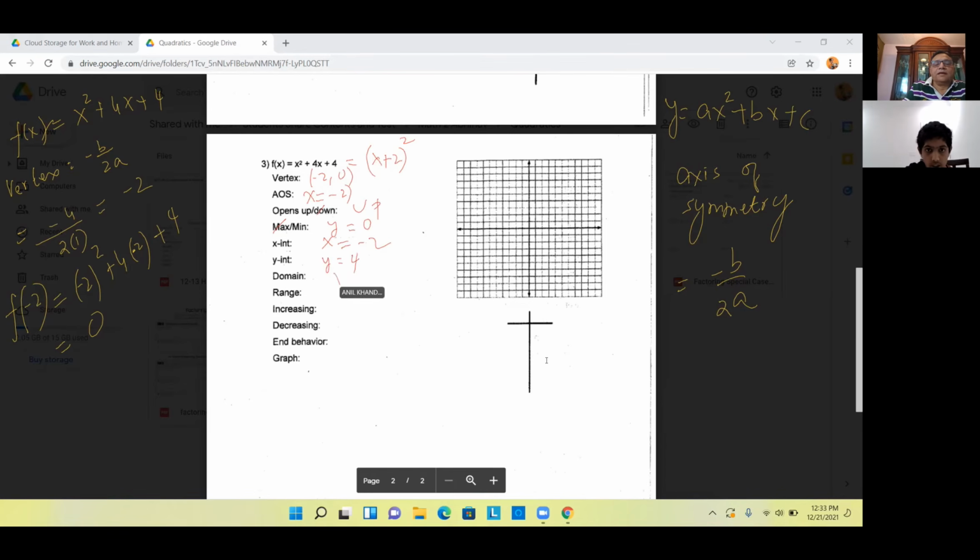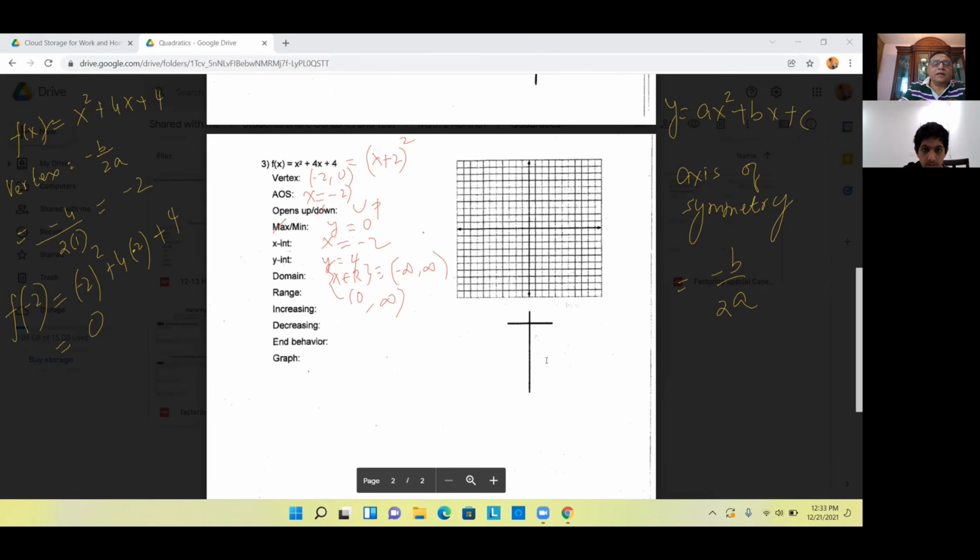Domain. Always x belongs to real numbers, or from minus infinity to plus infinity. What is the range? The y value is from 0 to infinity, right? It is opening up, so 0 to infinity. Correct? Increasing and decreasing interval.